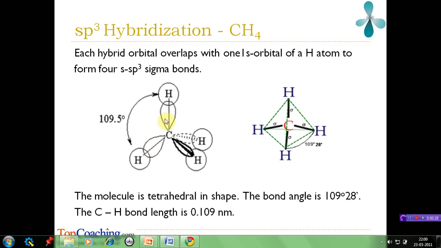Now each of these hybrid orbitals will overlap with the 1s orbital of a hydrogen atom to form four sp3 sigma bonds. Thus we can see why methane molecule has a tetrahedral shape. All these four sigma bonds are identical in nature and the carbon-hydrogen bond length is around 0.109 nanometers.